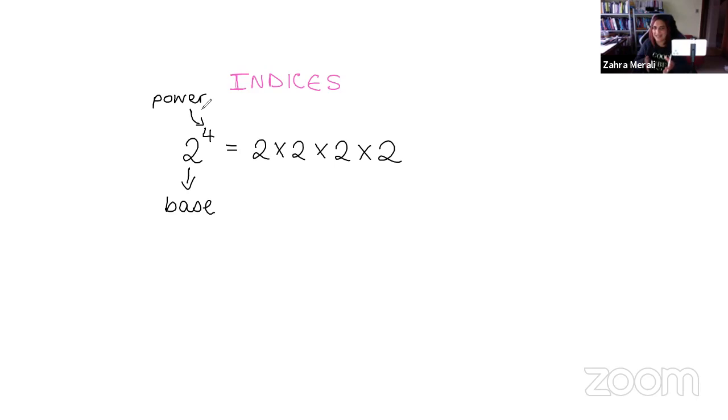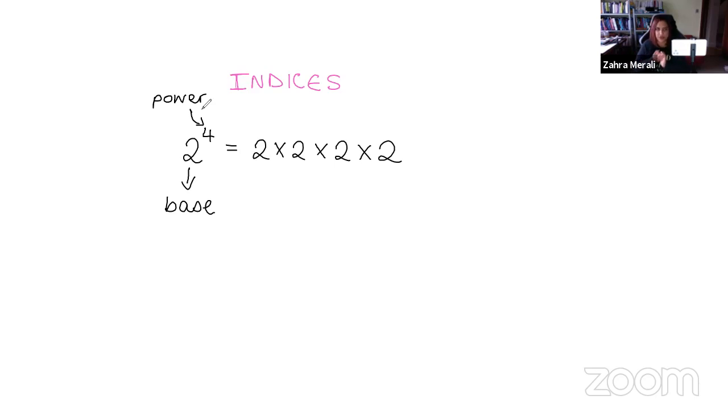And what it means is 2 times 2 times 2 times 2. So it's 4 lots of 2. So we say this is 2 to the power of 4, or we could say it's 2 raised to the power of 4, or it's 2 to the 4. So there's many different ways that this is talked about. But we're going to look at some rules.